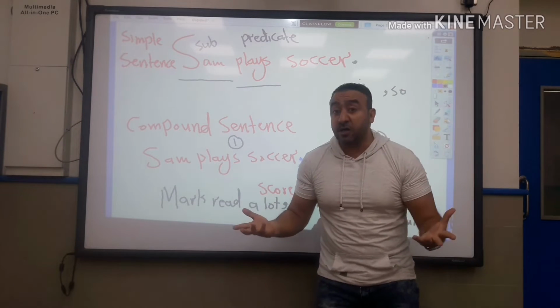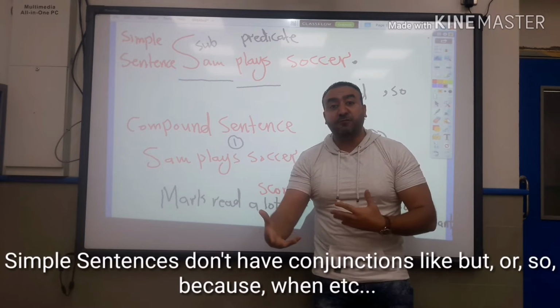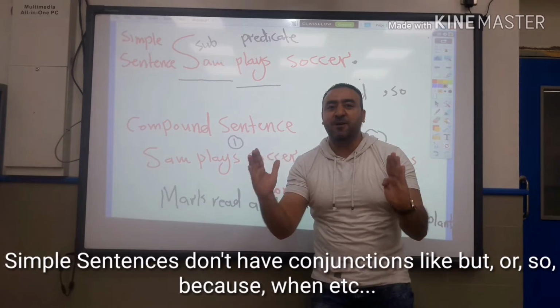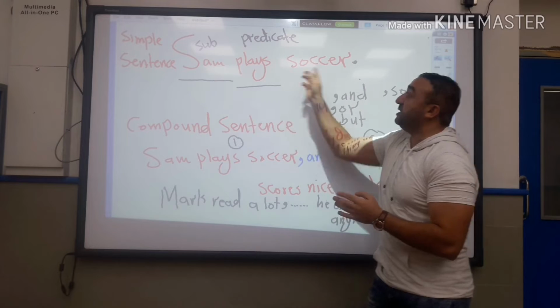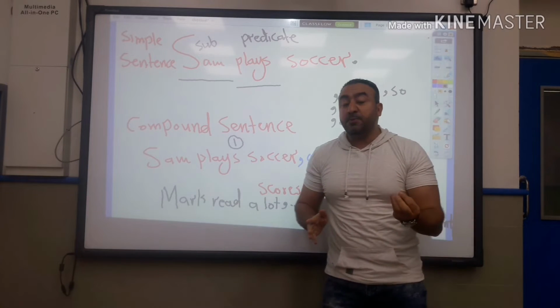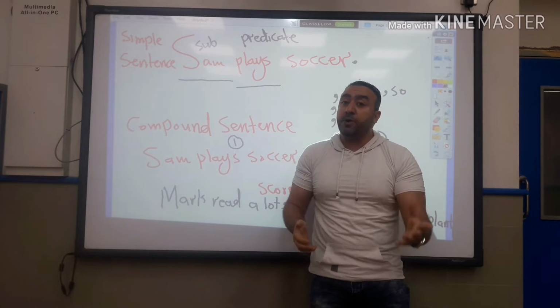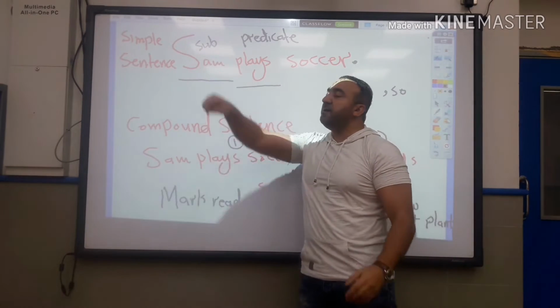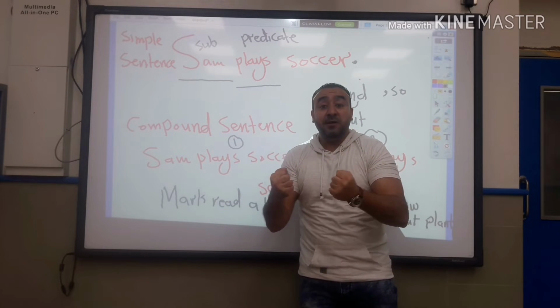Simply, I'd like just to ask you a very simple question. Do you have any conjunctions such as and, or, but, so, because, when, after, before? We don't have any of these conjunctions. Why? Because we have a very simple structure of the sentence when I say Sam plays soccer. So what is the simple sentence? The simple sentence is the sentence that contains a subject and predicate without any conjunctions. And you have to know that there is another name of this simple sentence. We can call it an independent clause.